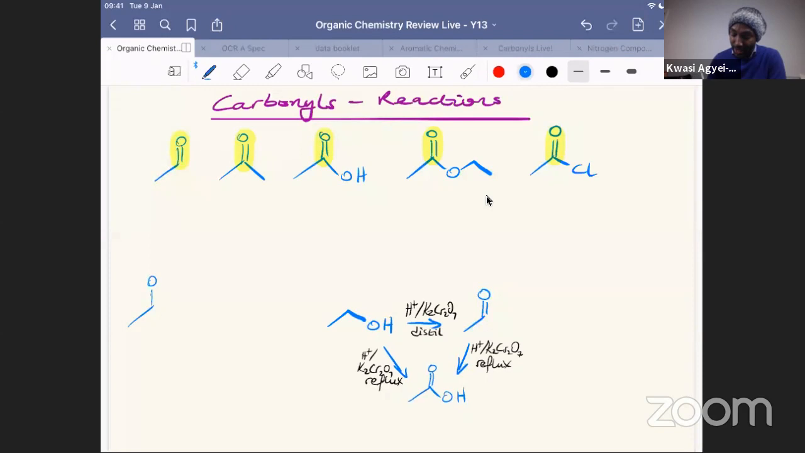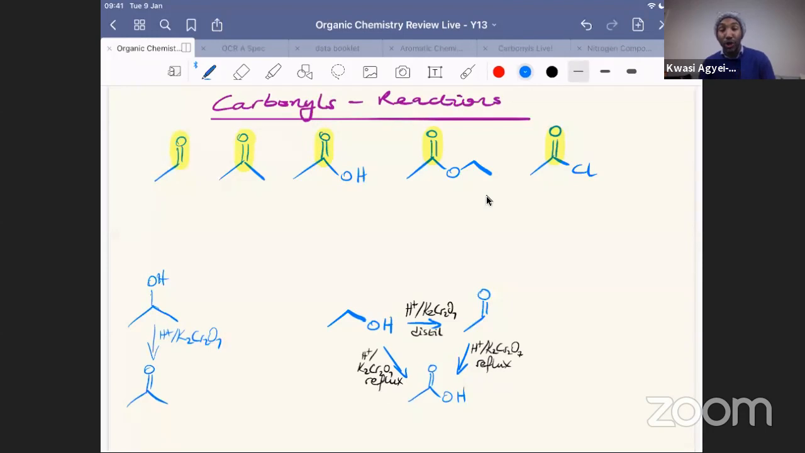So if we had propan-2-ol, for instance, shown there, you could oxidize it with acidified potassium dichromate again, and that would lead to your ketone. Now, in the oxidation of the alcohol, you will also form water as a byproduct.